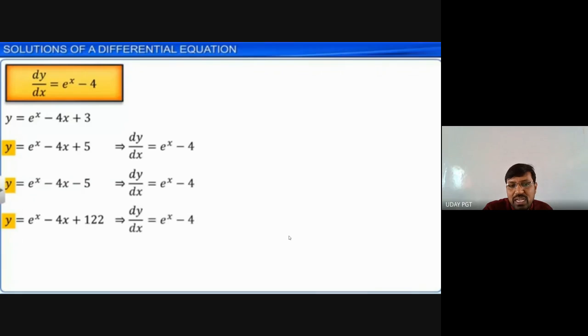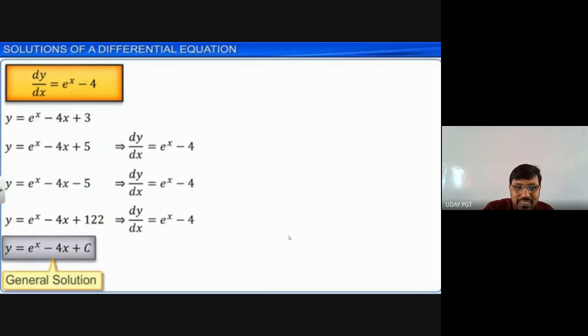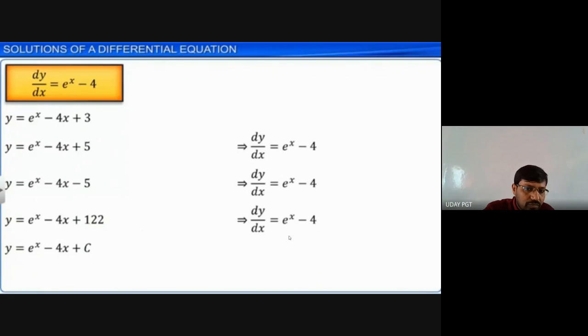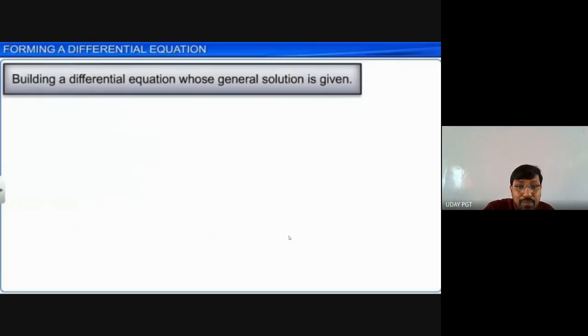So in all these situations, dy by dx is equal to e power x minus 4 only. So in that place, the constant c is taken, which gives y equals e power x minus 4x plus c. Whenever you take this plus c, we call it a general solution. And we are going to have a particular solution also. If specific numbers are taken, we call it a particular solution.